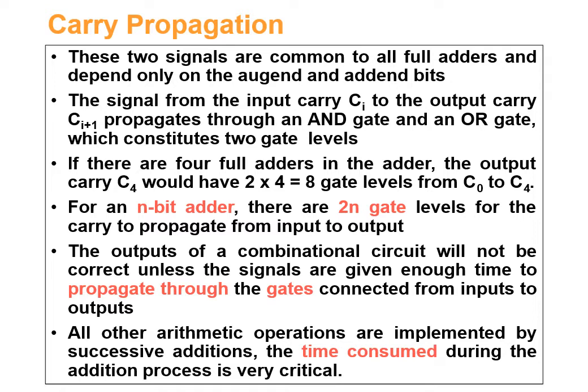The carry propagation time is an important attribute of the adder because it limits the speed with which two numbers are added. Although the adder, or for that matter any combinational circuit, will always have some value at its output terminals, the outputs will not be correct unless the signals are given enough time to propagate through the gates connected from the input to the outputs. Since all other arithmetic operations are implemented by successive additions, the time consumed during the addition process is critical.